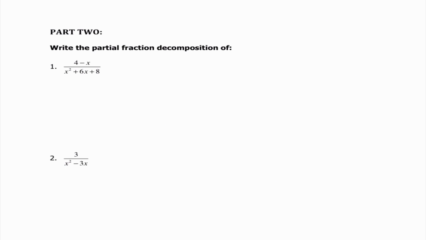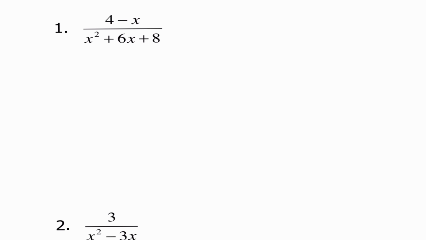So now we're done with the solving equations portion, and we're going to go on to part 2 of the review. We're going to start with partial fraction decomposition, and I'm going to look at number 1 here. The first thing I need to do with partial fraction decomposition is factor this. So I need to think what factors of 8 add up to be 6. And it's going to be plus 4 and plus 2.